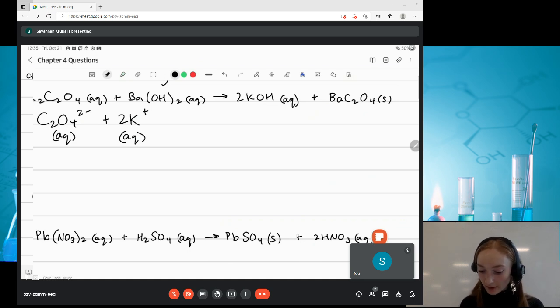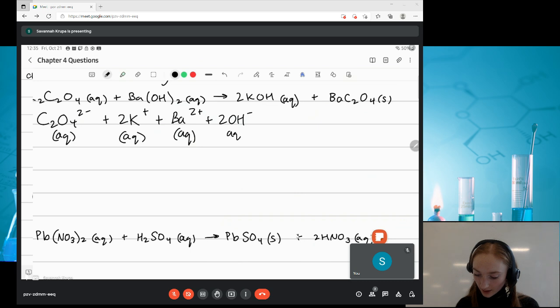For the barium hydroxide we're working with next, we're going to put that in its ionic form. The barium has a 2 plus charge, and there's only 1 barium here. And it looks like we have 2 of the hydroxides. So just like the potassium, we'll put a 2 in front of the hydroxide, so we'll have 2OH minus. And that's what the left side of the reaction looks like.